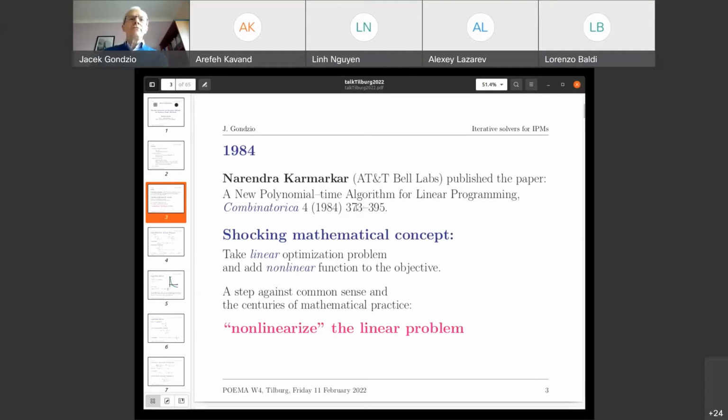It will soon be 40 years since this fantastic paper was produced by an Indian origin researcher at AT&T Bell Labs. But what we know today is that in a way it was a shocking mathematical concept, because he considered a linear optimization problem, but he proposed to add a nonlinear function to the objective. And when you think of it, it is such a counterintuitive step.